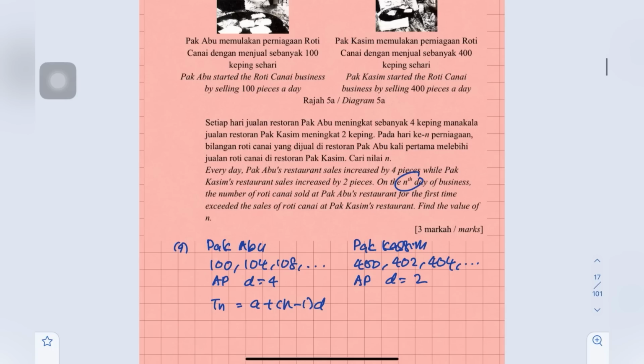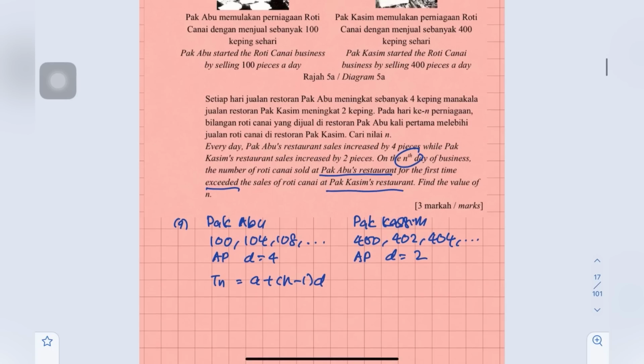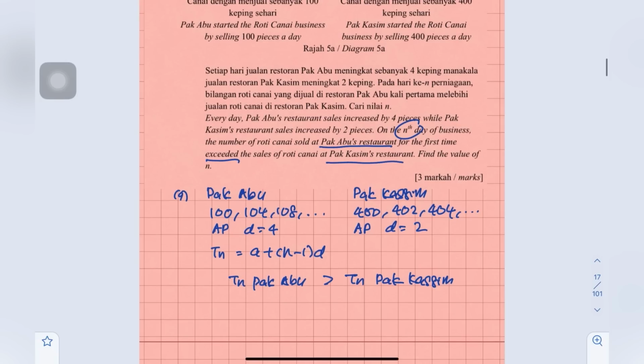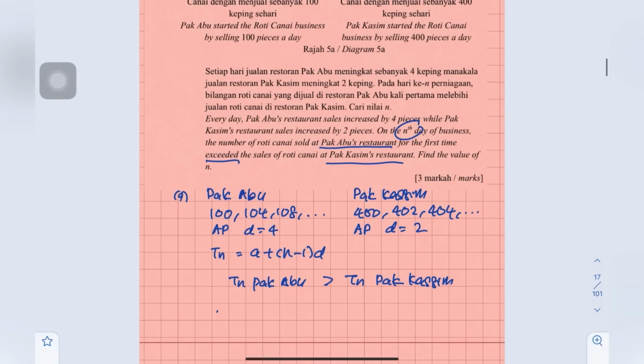So Tn for Pak Abu's restaurant exceeds Tn for Pak Kasim's restaurant. By using the formula of Tn, we substitute their A and D. A for Pak Abu is 100 plus (n minus 1) times 4. For Pak Kasim, 400 plus (n minus 1) times 2.